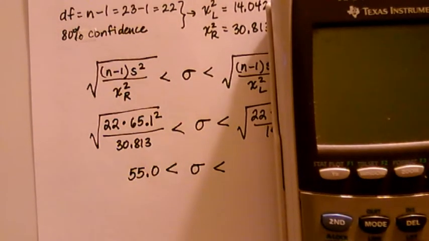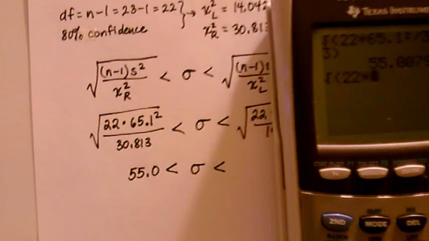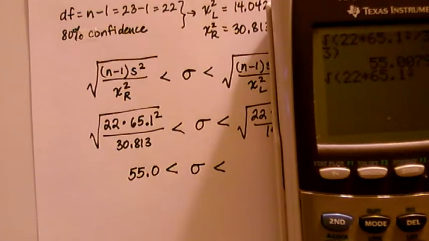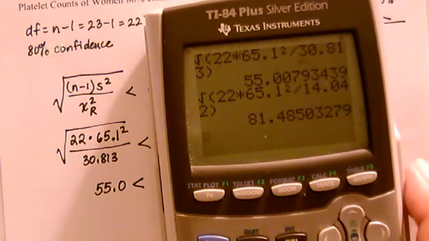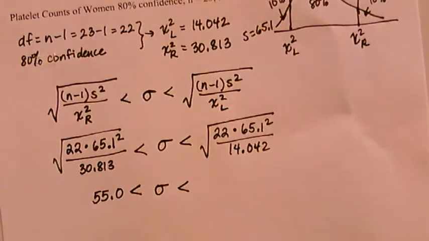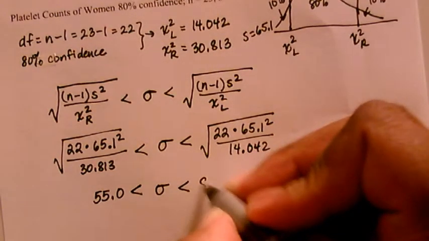Now for the upper limit, second x squared. Let's see, 22 times 65.1 and squared, divided by 14.042. Close parentheses, hit enter. To 1 decimal place, that'll be 81.5. I'll just bring that over so you can see what I did here. So that upper limit is 81.5.